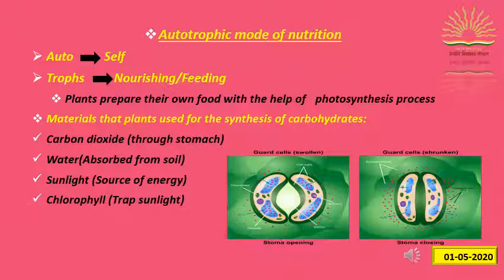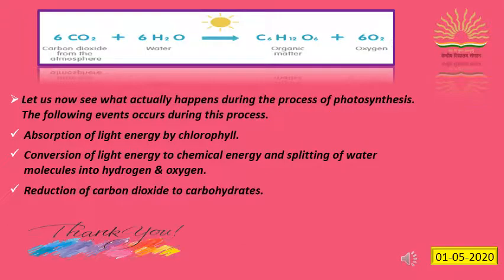Next, we will see what the steps involved in the photosynthesis process are. So here the equation of photosynthesis is given, in which reactants CO2 and H2O combine in presence of sunlight and chlorophyll to give products glucose and oxygen. This glucose is utilized by the plant and oxygen is released into the atmosphere, which is vital for the survival of animals. The following events occur during photosynthesis.